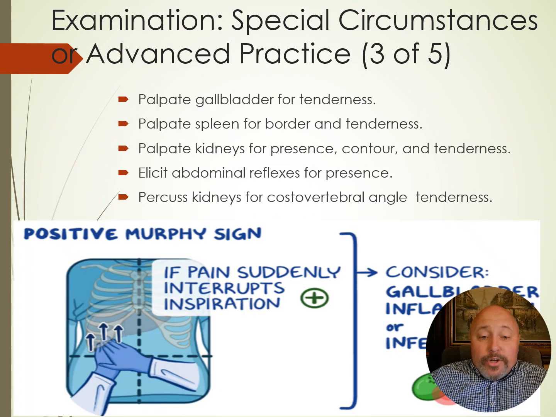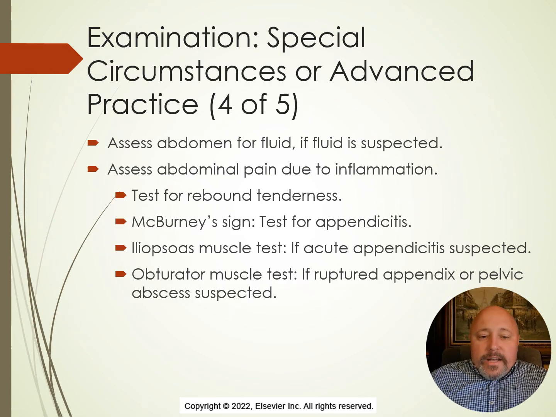Palpate the gallbladder, looking for tenderness, as well as palpate the spleen for that border and tenderness. You can palpate the kidneys for presence, contour, as well as elicit abdominal reflexes for presence. Assess the abdomen for fluid, especially in cases of liver failure, anytime ascites is suspected. Assess for abdominal pain again due to inflammation, looking for things like rebound tenderness that could indicate appendicitis.